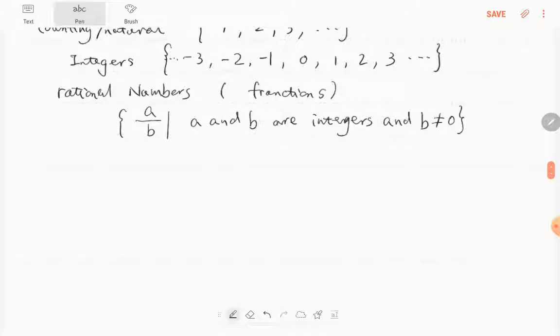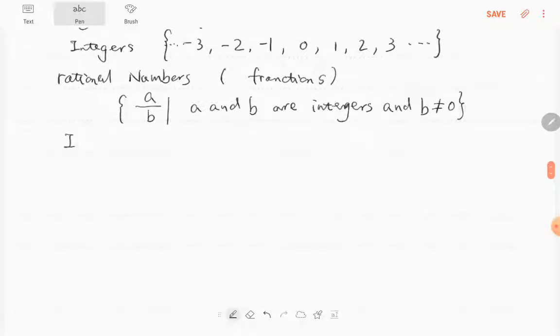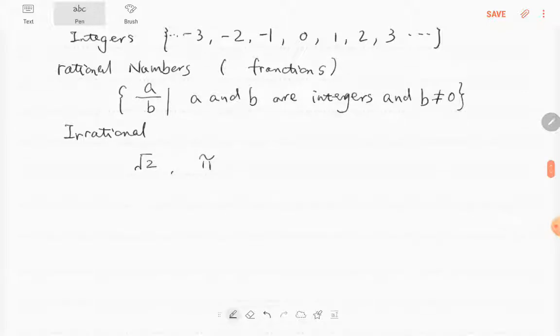Okay. So if we have rational numbers, we also have irrational numbers. Irrational numbers, we can have some examples. Something like square root of 2. But this number cannot be expressed by A over B. It cannot follow that form, right? It's square root of 2, or we will say pi. These are two examples of irrational numbers.